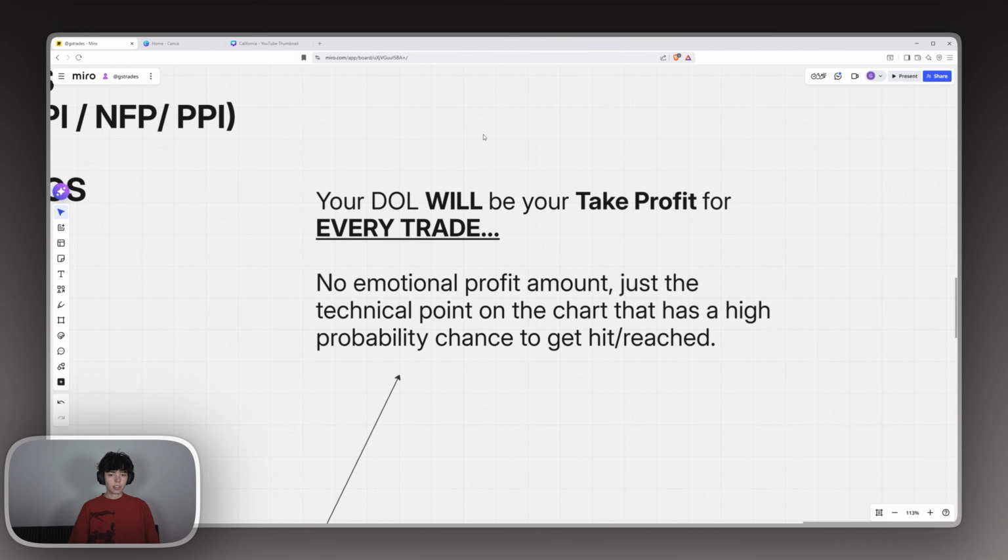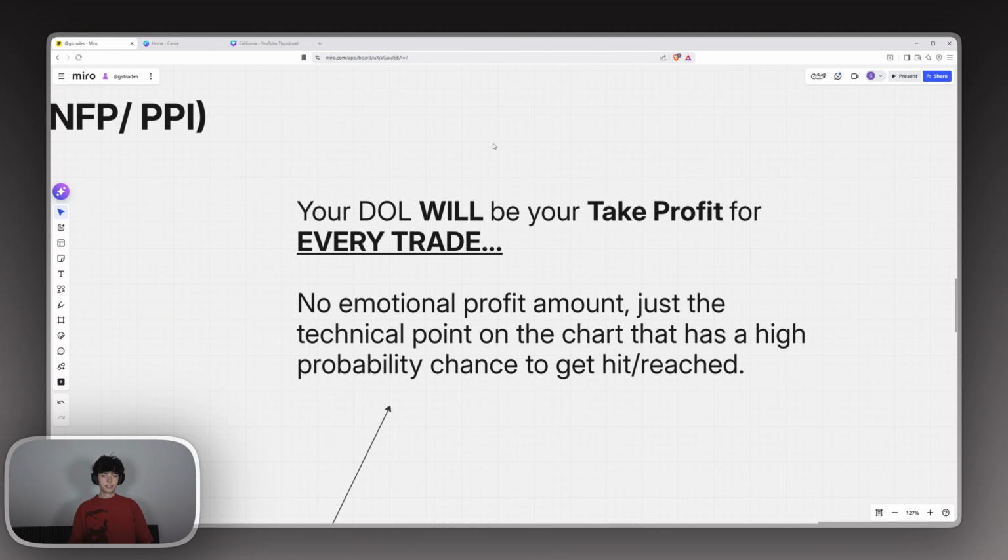Now, your draw on liquidity will be your take profit / TP for every single trade. There's not going to be an emotional profit amount, just a technical point on the chart that has a high probability chance to get hit or reached. Now, please note, no emotional profit amount. I know a lot of you guys see, I'm up $500, I'm up $1,000, $1,500, blah, blah, blah. I'm going to TP here. That's not how you do it, because that's not going to be successful. You can't really track that data.